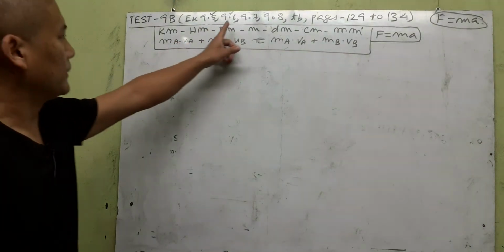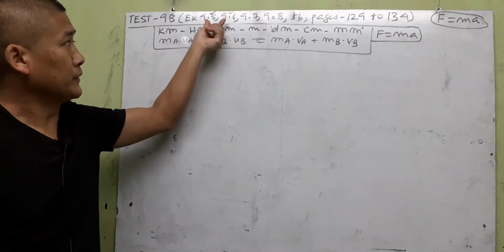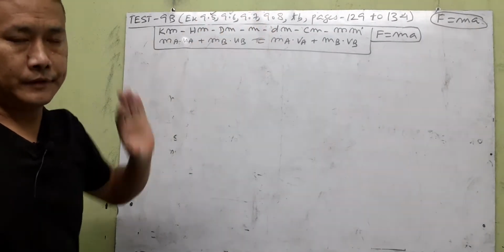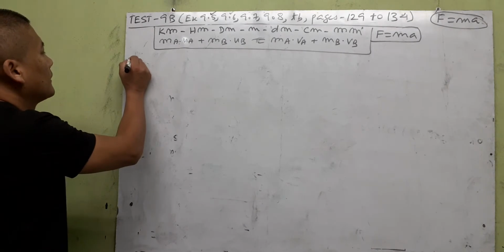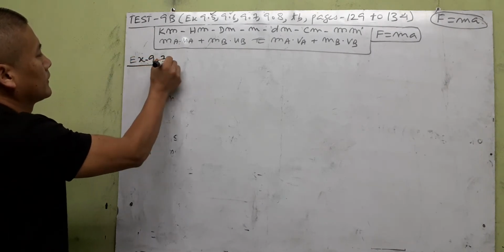Okay, so in this class we'll do the next two, 9.7, example 9.8. We have done these two in the previous class. After this you can give the test. Okay, so example 9.7. Listen carefully to this.